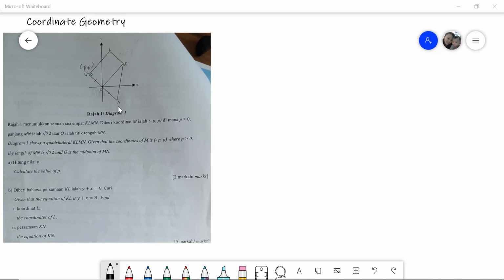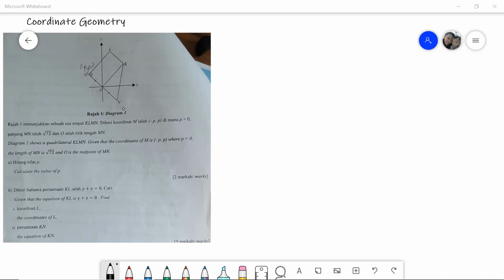Given that the coordinates of M are (-p, p), where p is greater than 0, and the length of MN, M to N, is square root of 72, and O is the midpoint of MN. So, okay, we have a few pieces of information here.